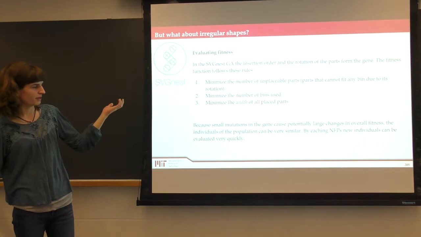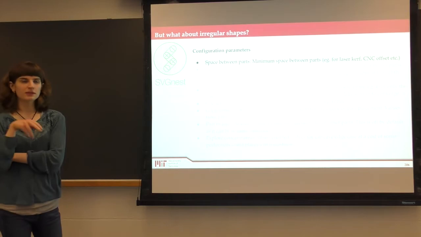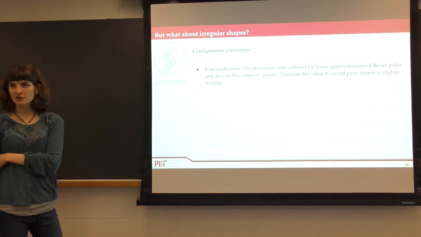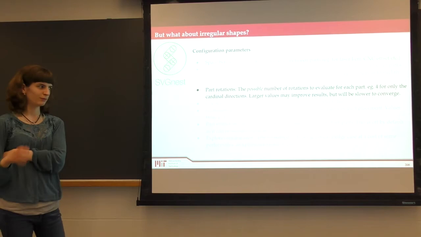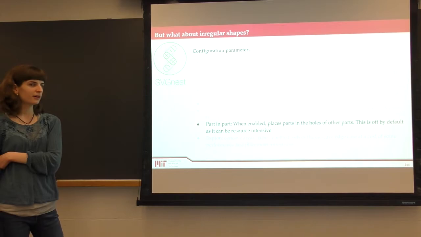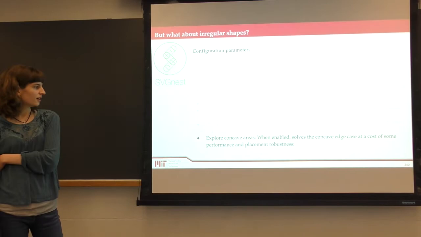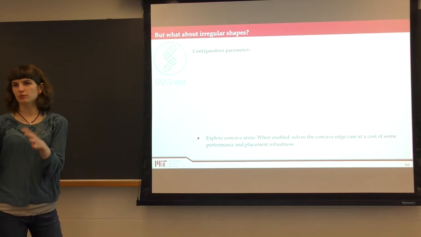So then this, of course, gives us a number of parameters that you can use to tweak the algorithm, like how much do you want to take into account space between parts, how curve tolerant is your algorithm, which is how you want to represent the no-fit polygons, how many rotations you want to allow. Adding more is going to lead to better results, but it's going to require more computer time. How big an initial population, what the mutation rate should be, whether or not you want to allow placing parts inside the holes of other parts, which if you don't allow it will generally speed things up significantly. And similarly, whether or not you want to explore concave areas, or if you want to first calculate the convex holes of all the parts and then just go around those, which can easily make a much worse solution, but which will be much faster.